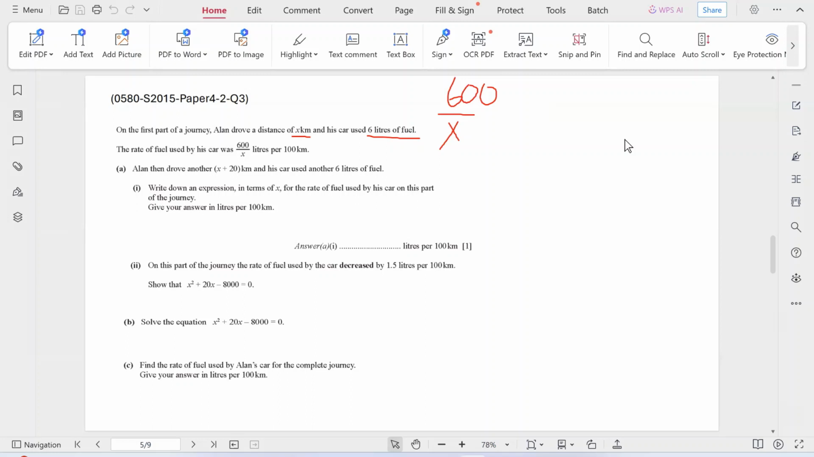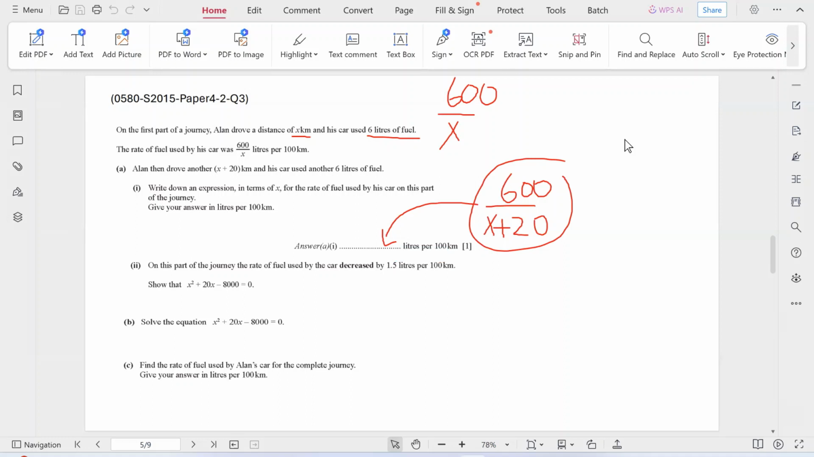Now, he drove another distance, x plus 20, and the car used another 6 liters of fuel. So how would we express that? It's basically 6 over x plus 20. And again, because they wanted it in terms of 100 kilometers, we just multiply our answer by 100. So we get 600 over x plus 20. So we get this expression here, and this is the final answer for A(i).